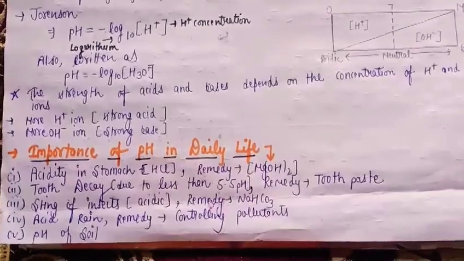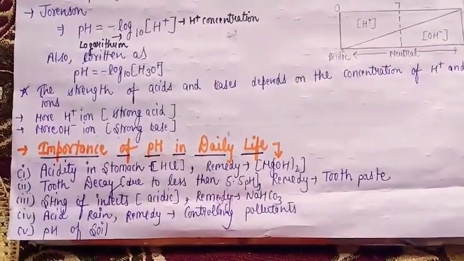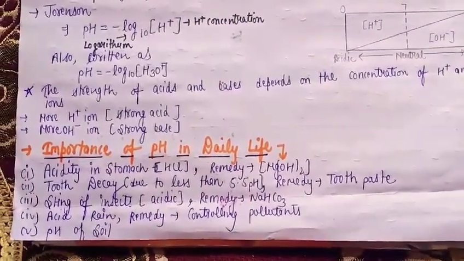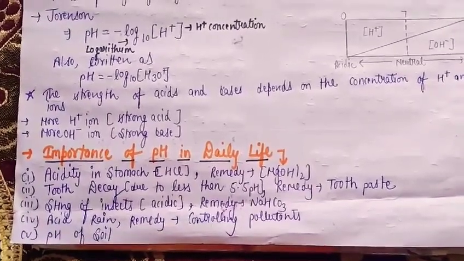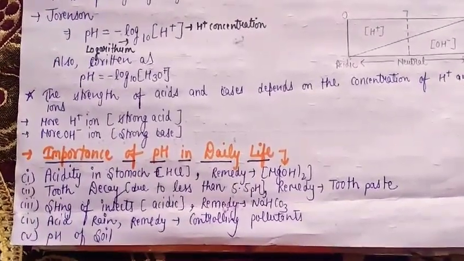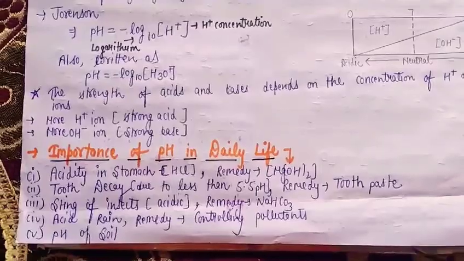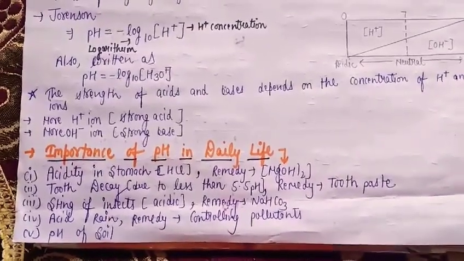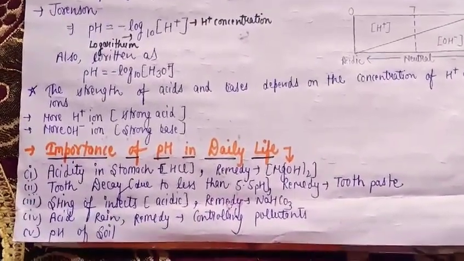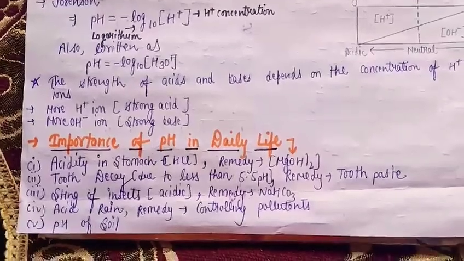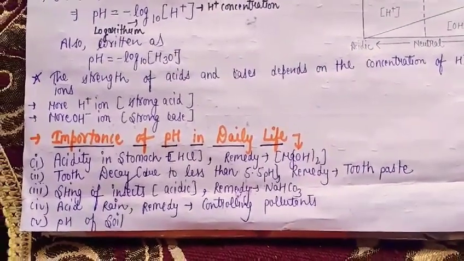Then when an acid from the sting of an insect reaches our skin, we apply a salt like NaHCO3, which acts like a base and neutralizes that part, and we are protected from any further injury. And the next will be acid rain.